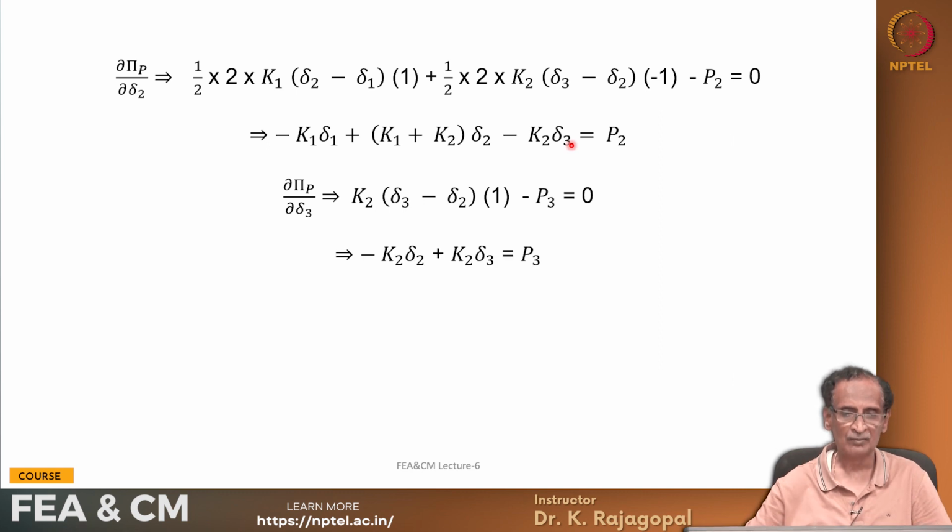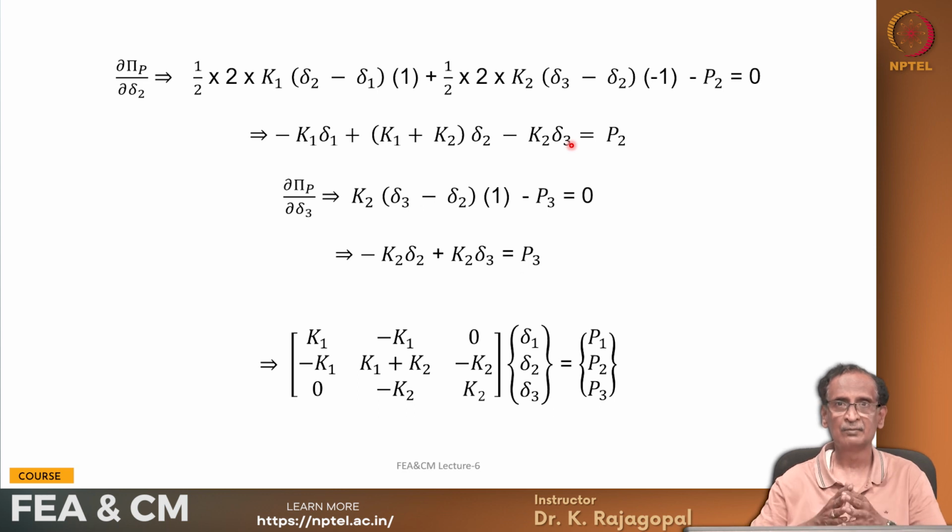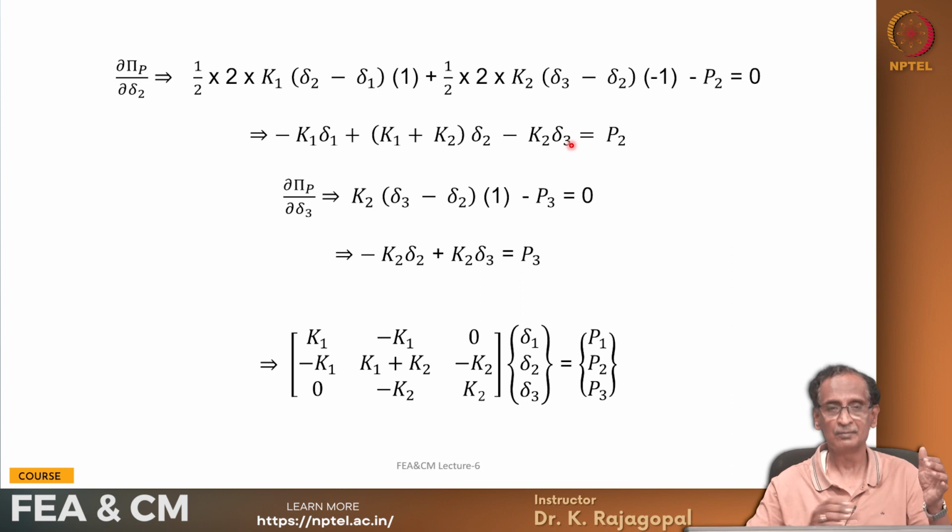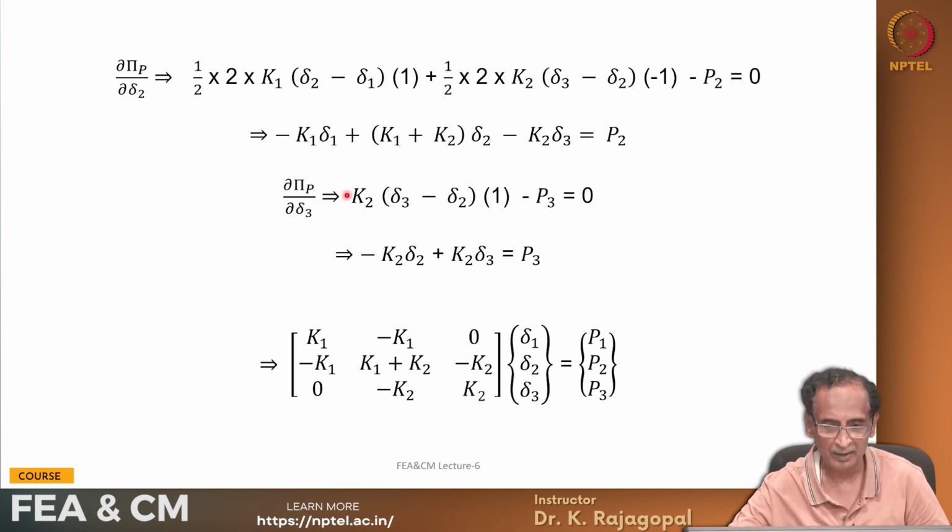And similarly, if you differentiate with respect to delta 3, we get only in terms of delta 2 and delta 3 because delta 3 is not connected to delta 1, right. So, if you express these three equations in the form of matrix, you will get like this: [k1, minus k1, 0; minus k1, k1 plus k2, minus k2; 0, minus k2, k2] times [delta 1, delta 2, delta 3] equal to [p1, p2, p3], right.